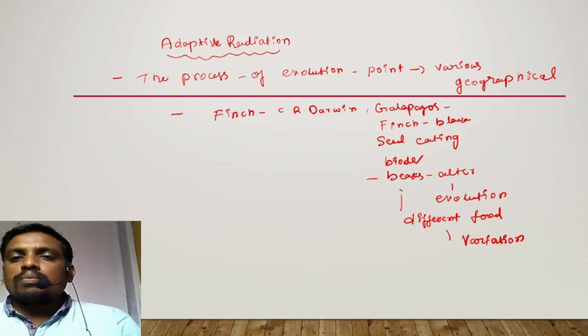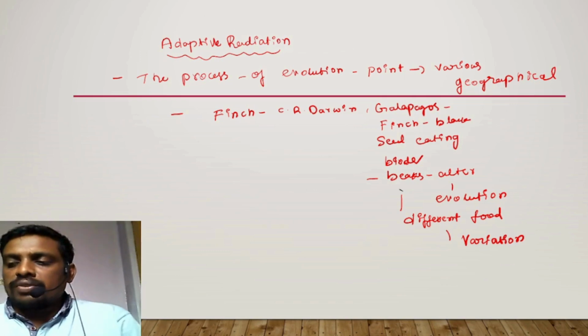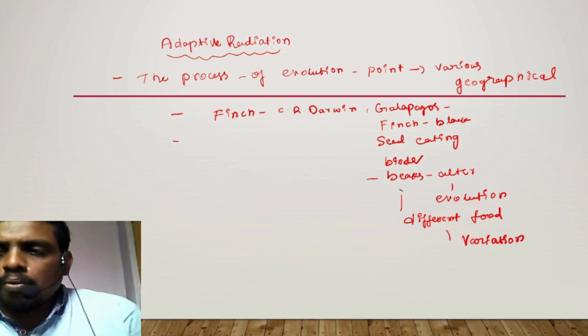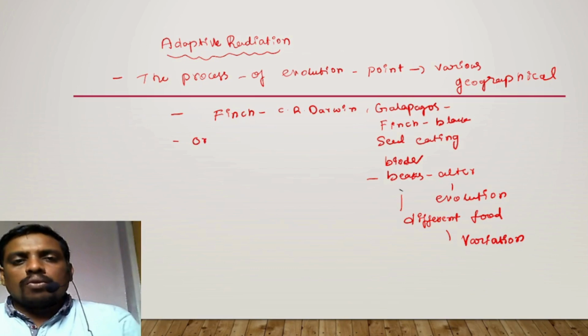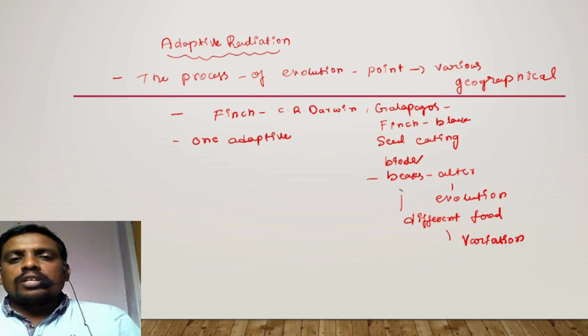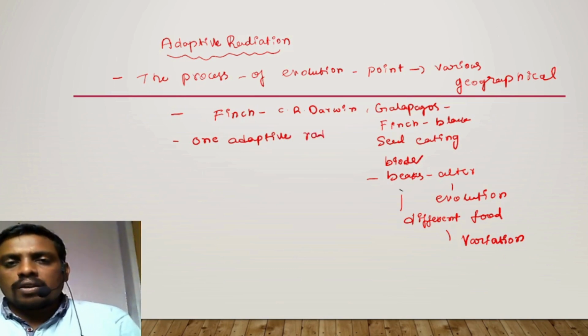One more classical example of adaptive radiation is the origin of marsupial animals or mammals. Adaptive radiation is nothing but evolution starting from a single point. When more than one adaptive radiation occurs, it literally leads to convergent evolution.